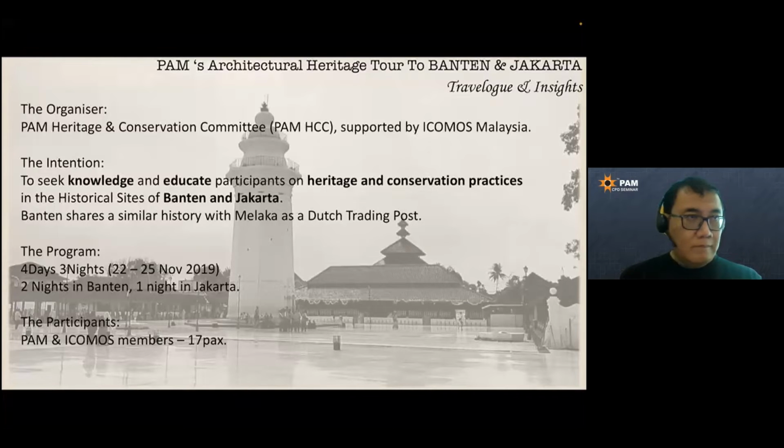Okay, so the intention of our visit is to seek knowledge and educate our participants. Mostly they are architects, and some of them are spouses of the architects, and also one engineer, and one or two from a different background. We want to seek knowledge and educate participants on heritage conservation practice in the historical sites of Banten and Jakarta.